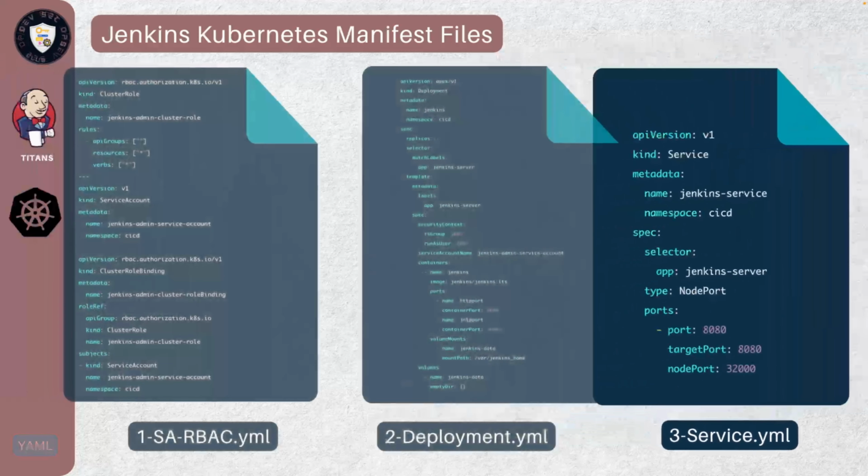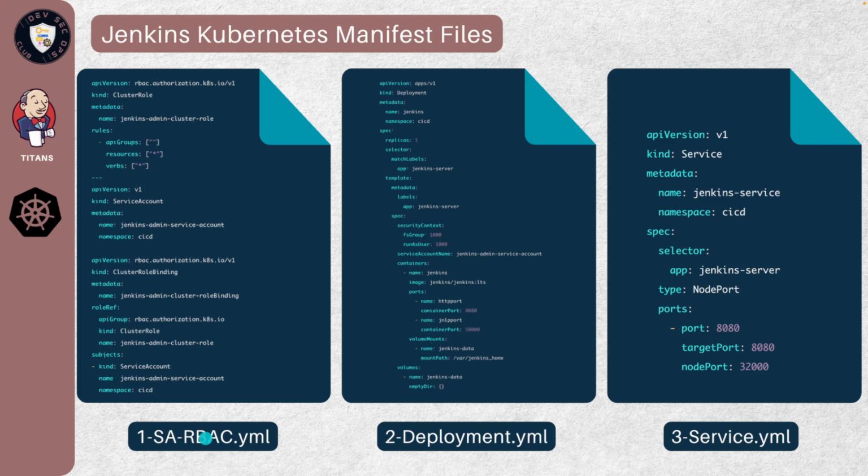So let's quickly look at everything. First is the service account and role binding. Second is the deployment, and third is the service itself. Here you can see 8080 and 8080. You might be wondering, I don't know if you noticed or not, the container port 50,000 is not mentioned over here.